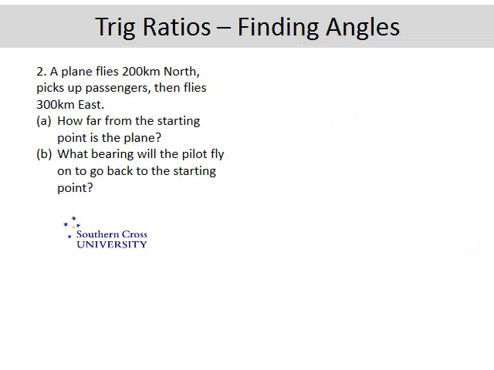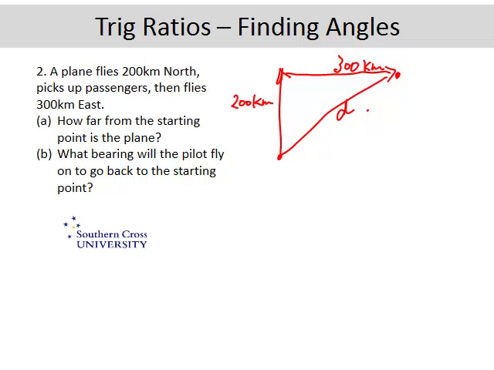Okay, moving on to another question. This one's a problem-solving question. A plane flies 200 kilometres north, picks up passengers and flies 300 kilometres east. So if they start from here, they fly north 200 kilometres, and then they fly east 300 kilometres. How far from the starting point is the plane? So in other words, what's this distance here?